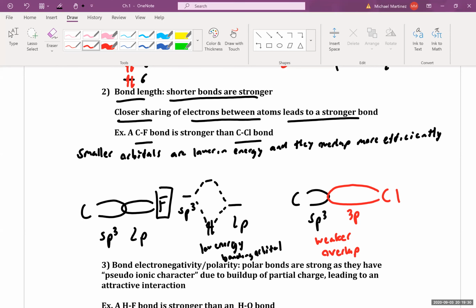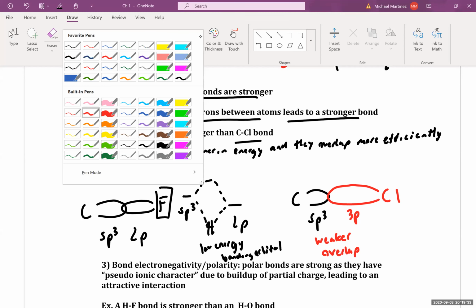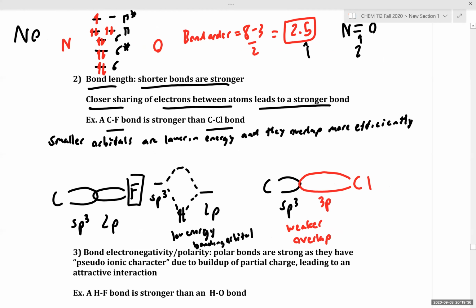And just to add on to the issues, if we look at, for example, our relative orbital energy, our 3p orbital is way higher in energy. And as a result, because our 3p orbital is higher in energy, that in turn means that our bonding orbital is higher in energy. So we have a higher energy bonding orbital, and in turn, that means this is a weaker bond.